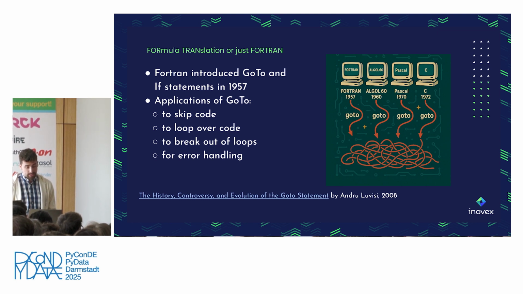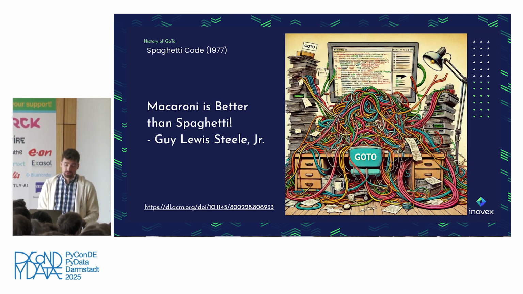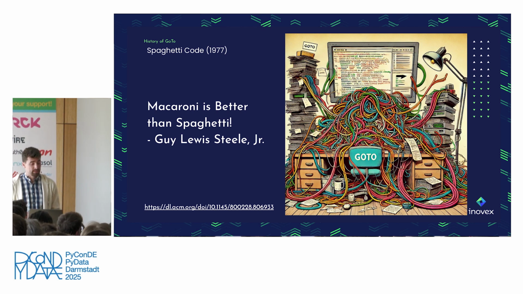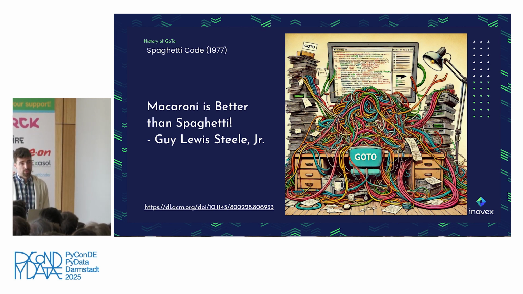And as the picture already kind of indicates, with Goto, it's really hard to program, and it all ends up in what we call spaghetti code. I mean, we still use this term quite often, and this was actually coined in 1977 by a guy called Guy Lewis Steele. And he had a paper where it says, hey, macaroni is better than spaghetti, and for him macaroni was structured programming.